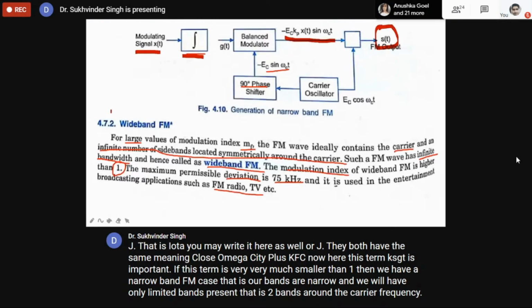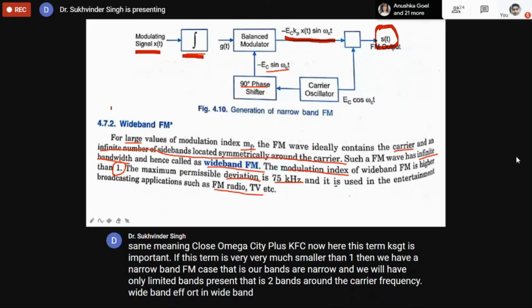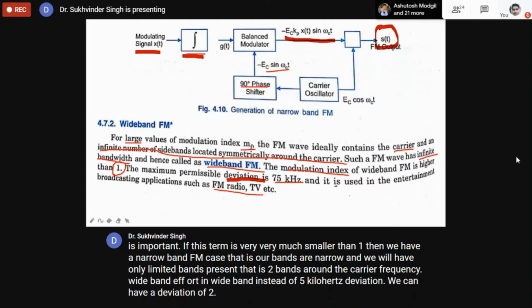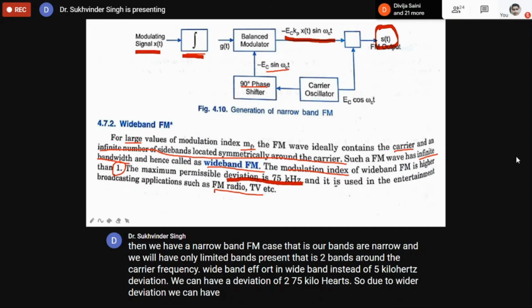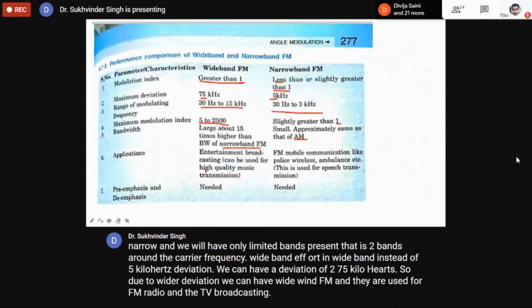Wideband FM. In wideband, instead of 5 kilohertz deviation, we can have a deviation up to 75 kilohertz. So due to wide deviation, we can have wideband FM, and they are used for FM radio and TV broadcasting. Now the relative comparison of the wideband FM and the narrowband FM.